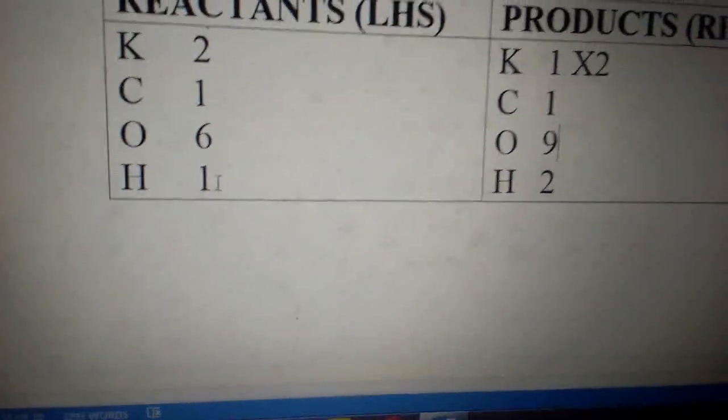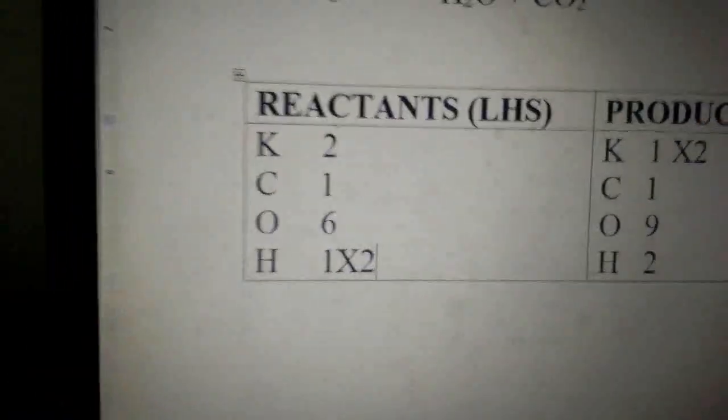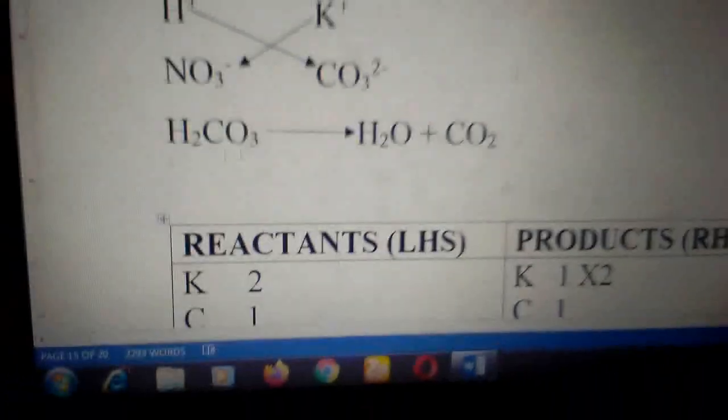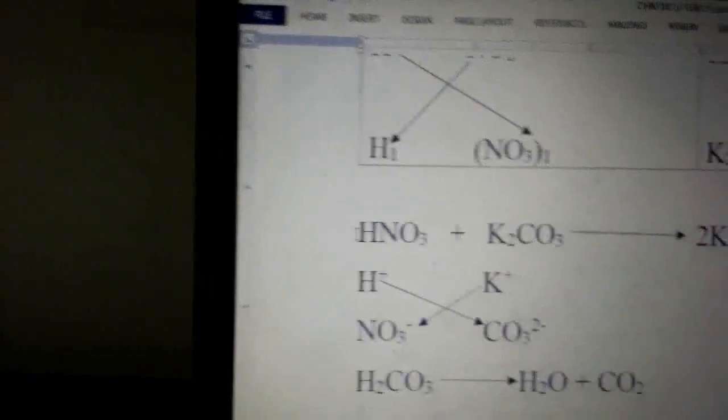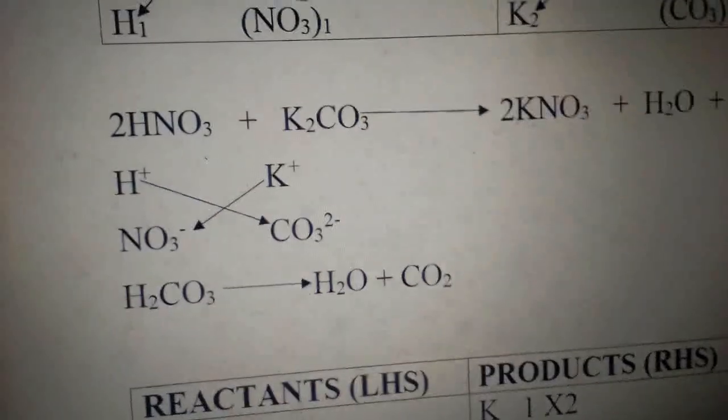You look at hydrogen, 1 and 2, that'll be easier. We multiply the smaller side 1 by 2 to balance hydrogen. We go to the equation. On the left hand side, we have hydrogen and put 2 in front of HNO3 to balance hydrogen.